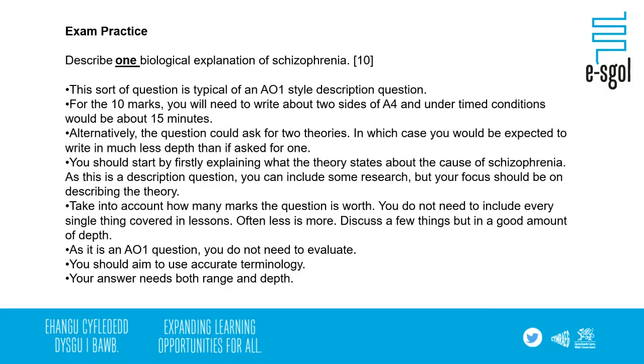Similar to characteristics, it could be asked as a 10-mark question. It can also be asked as a 5-mark question. And this is a describe. So again, it's that AO1. It's tell me what you know. It's write down what you have learned.